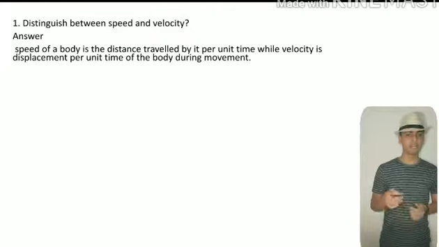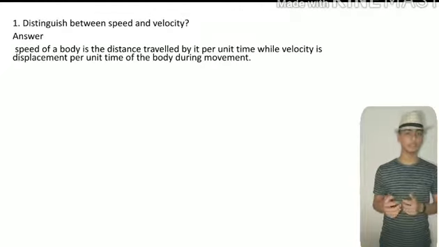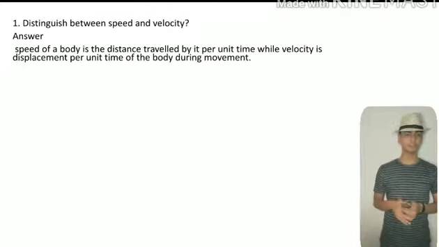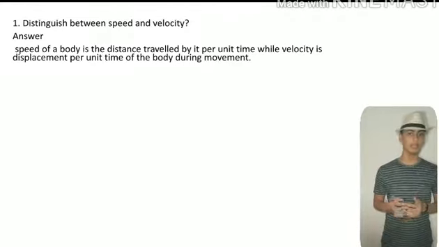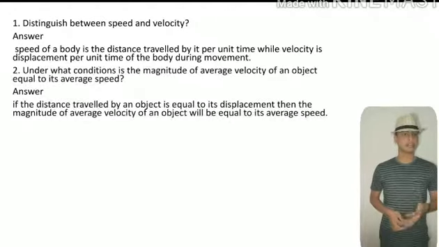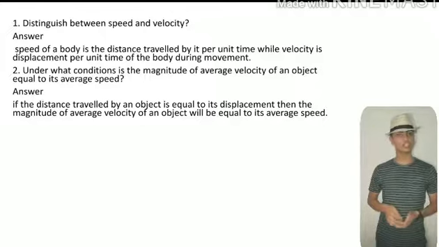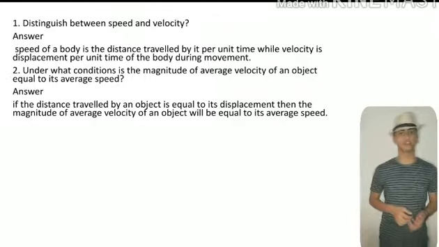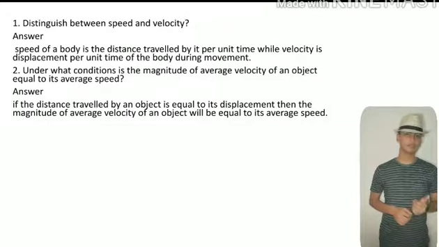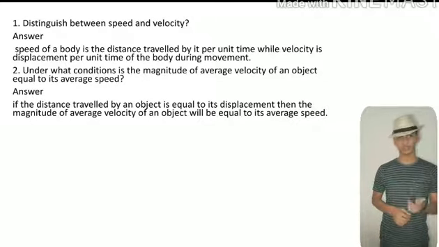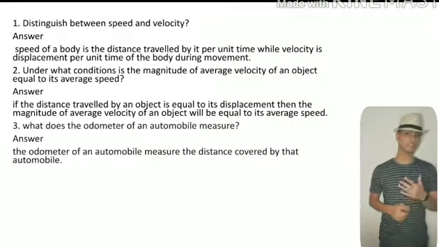Considering a few questions, first: distinguish between speed and velocity. So the answer would be, the speed of a body is the distance traveled by it per unit time, while the velocity is the displacement per unit time of the body during movement. The second question could be: under what conditions is the magnitude of average velocity of an object equal to its average speed? If the distance traveled by an object is equal to the displacement, then the magnitude of average velocity of the object will be equal to its average speed.